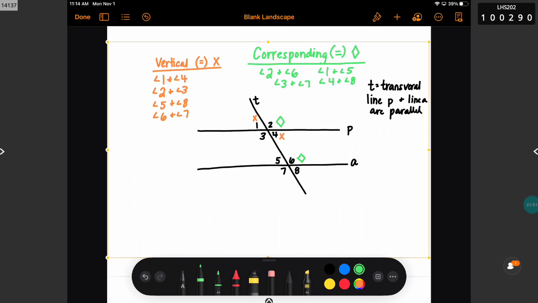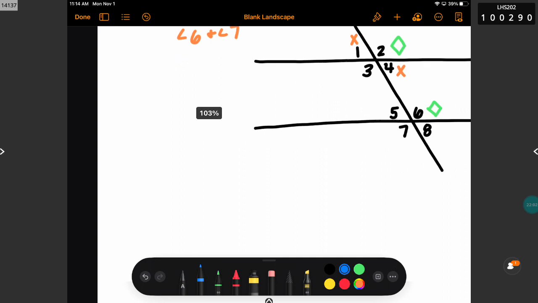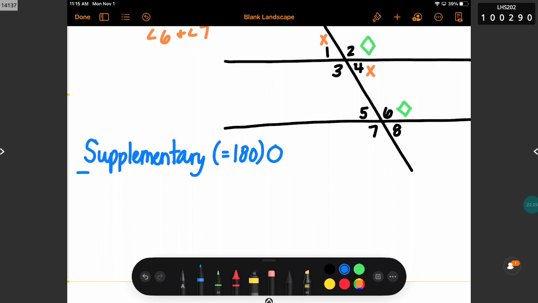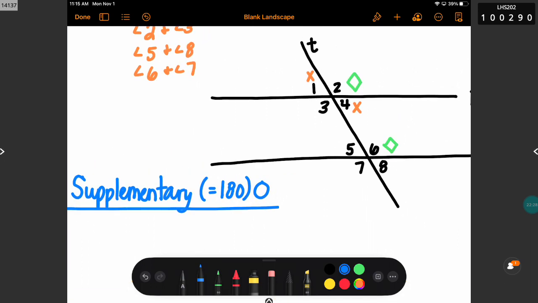The next set of angles I'm going to look for are going to be my, I'm going to zoom in a little bit if I can, supplementary angles. Now remember, supplementary angles are 2 angles that equal 180 degrees. Okay? I'm going to go with a circle here. So, I'm going to go with 5 and 7. Okay, that's one set.